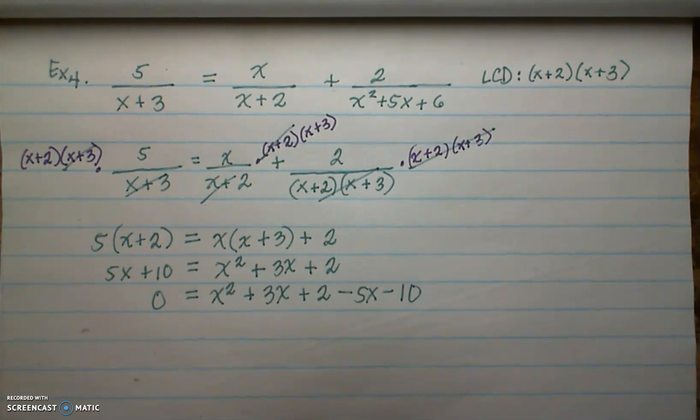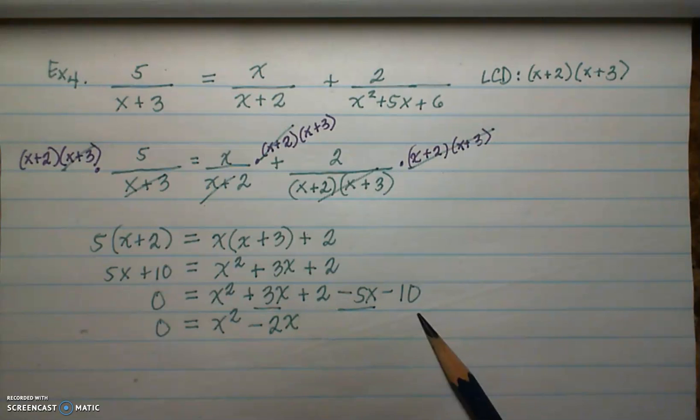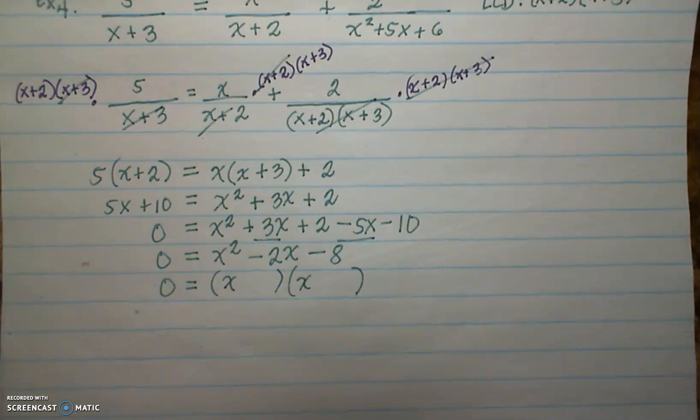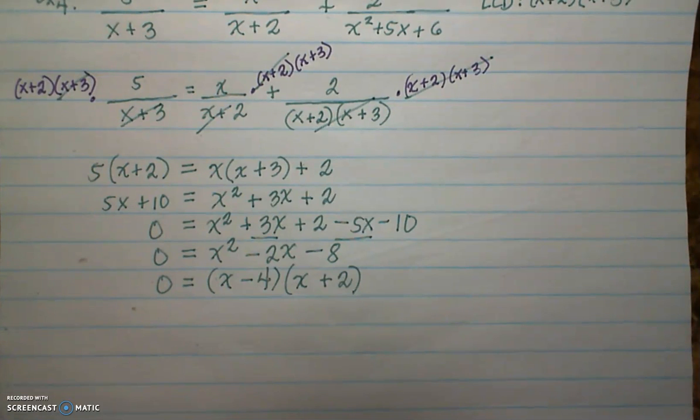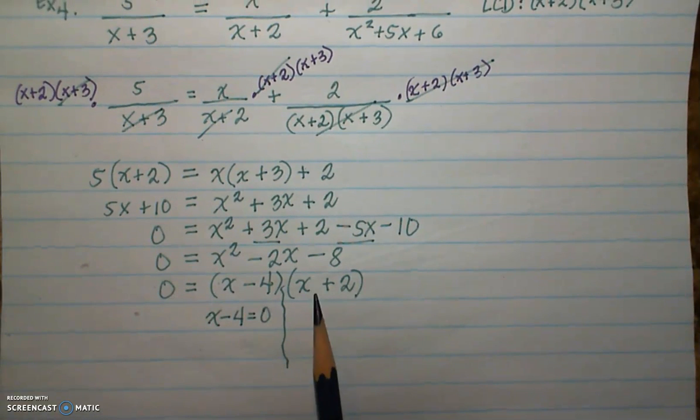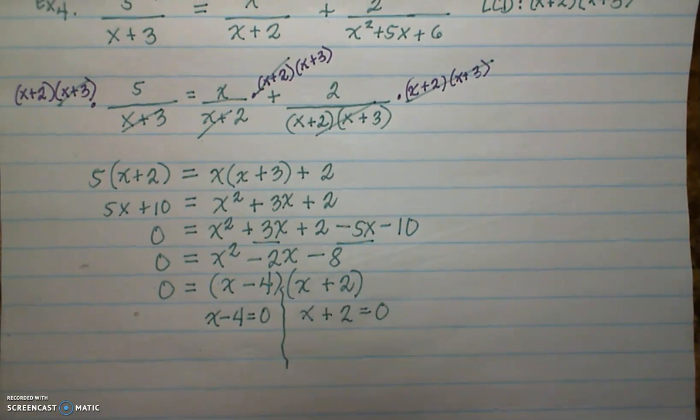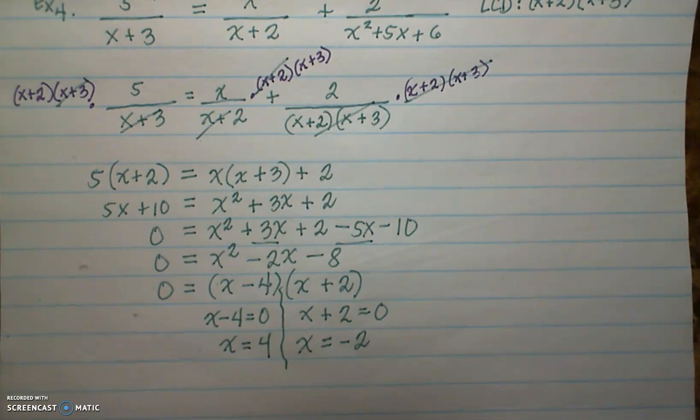Combine like terms. 3x minus 5x is going to be negative 2x, and positive 2 minus 10 is negative 8. Now factor them out. X squared will be x and negative 8 will be negative 4 times positive 2. Now use the 0 property to solve for x. Set this equal to 0 as well as this one, then isolate the x. So that would be x equals 4 and x equals negative 2.